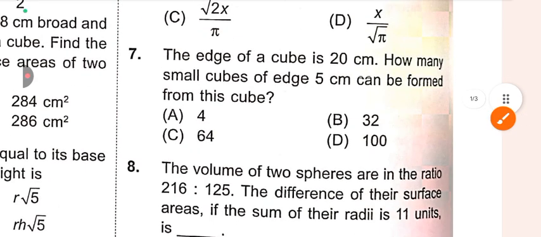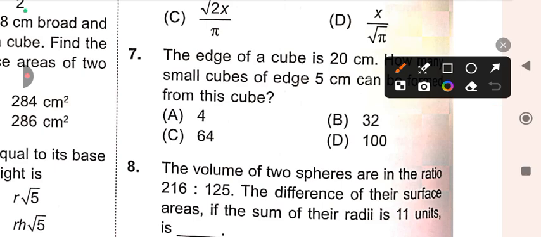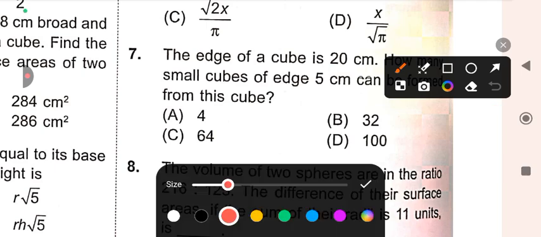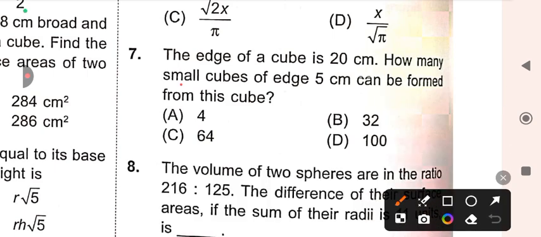Next question is, the edge of a cube is 20 centimeter. How many small cubes of 5 centimeter can be obtained from this cube? Volume is going to be the same, so let n number of cubes be formed from the given cube. So volume of big cube is equal to volume of n number of smaller cubes. So we can write it as volume of cube. What is that? a cube, right? So let the value of a be 20 centimeters.